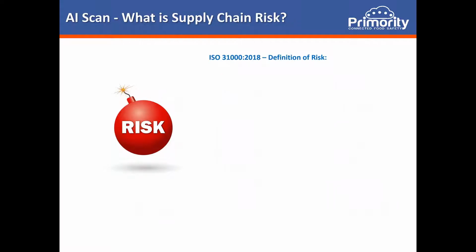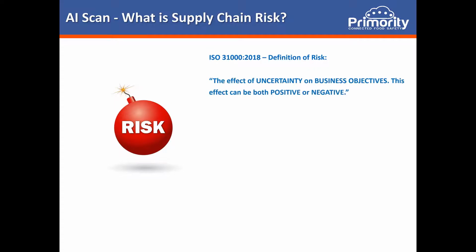So getting on to the subject matter. Our AIScan solution focuses on supply chain risk, and that can come in many different forms. But what I want to start with is the definition of risk as defined in ISO 31000:2018. This standard says that risk is the effect of uncertainty on business objectives, and that effect can be both positive or negative.